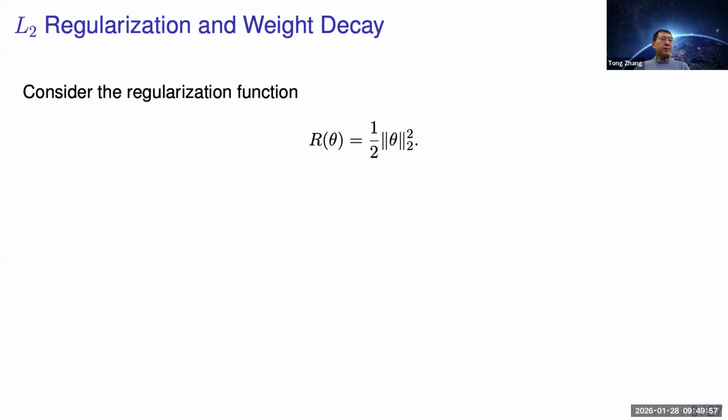Now let's look at this. We talked about regularization, but the only thing we care about, at least in this class, for the practical purpose of neural net training, is the L2 regularizer. So basically, R is 1/2 the squared norm. This one we have shown before in the last lecture.